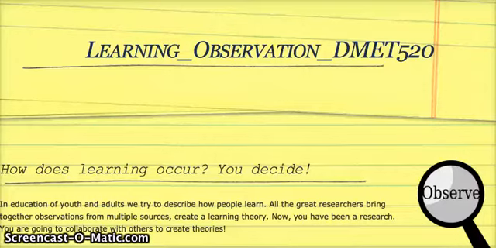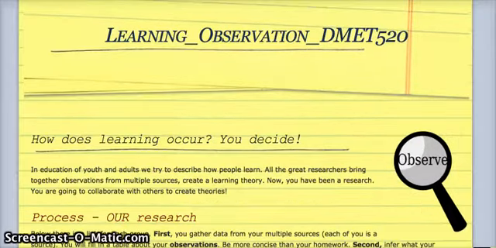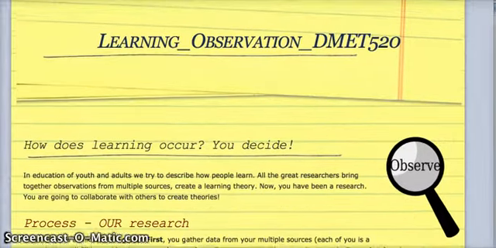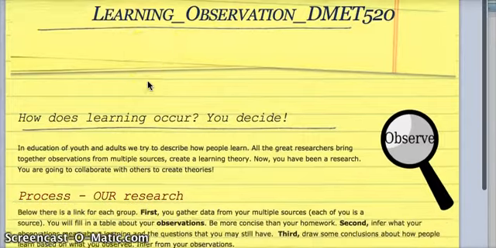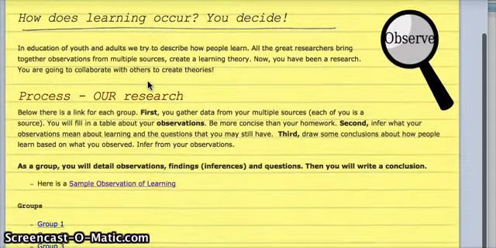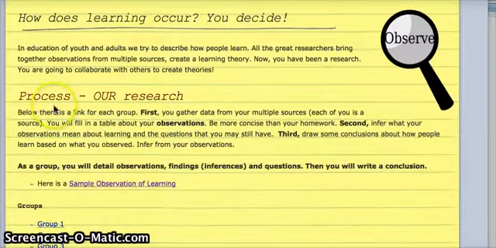So you did a learning observation. How cool is that? Well, now you're going to bring your ideas together with other people that have done some observations of their own. How does learning occur? You decide. You're the scientist. You were the observer. So what you're going to do, what's your process that you're going to go through?